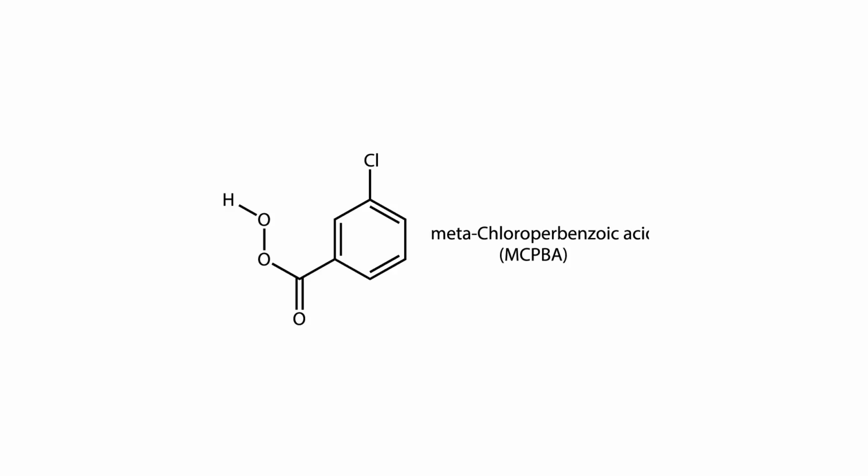Better known by its acronym, M for meta, C for chloro, P for per, B for benz, and A for acid. The reason for that is it's shelf stable as a solid. Those are the big ones. It can be stored reasonably easily, and it's not a liquid. It's actually a solid. You can weigh it out on a balance to use it. Instead of having to put it in solution and deal with dilutions and concentrations, this is easy to handle.